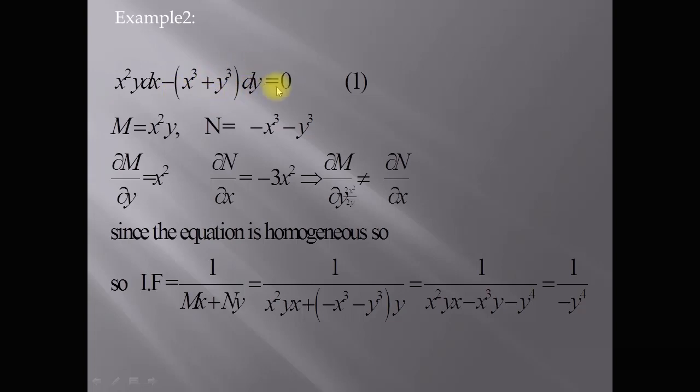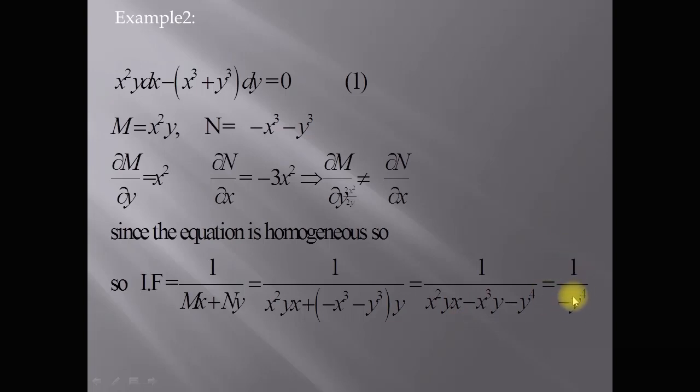Now since this given differential equation is homogeneous, we can find the integral factor by using 1 over Mx plus Ny. x squared y is the M function multiplied by x, plus the N function, which is minus x cube minus y cube, multiplied by y. After simplification we get x cube y minus x cube y minus y^4. So these two terms cancel, giving minus 1 over y^4. Now this is the integral factor.